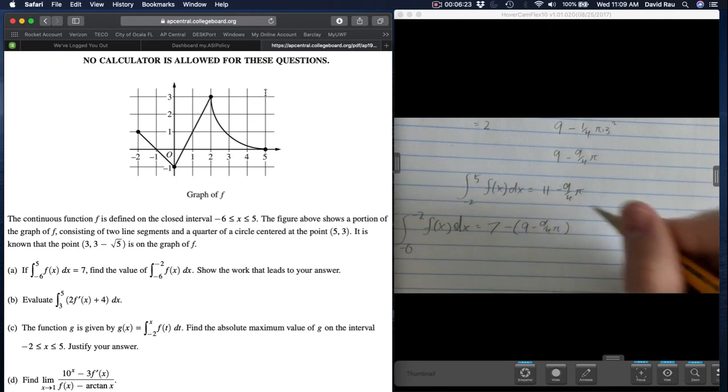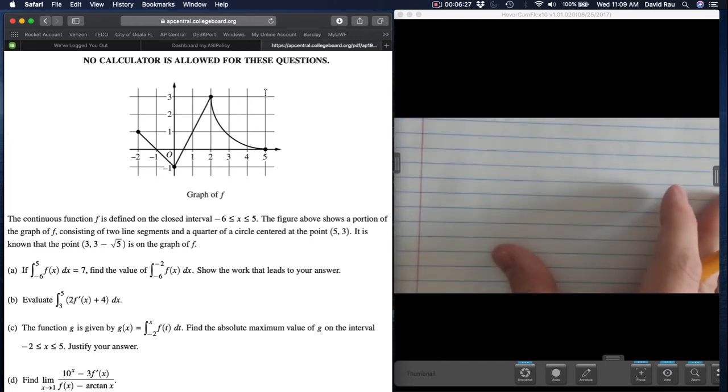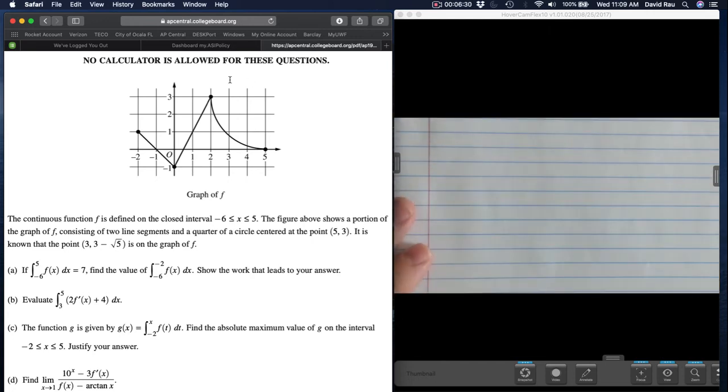And you can simplify that, but I'm just going to stop there for the sake of time. It's already been 6 minutes, and I've only gone over one part. Let's hope I can do the next part faster.